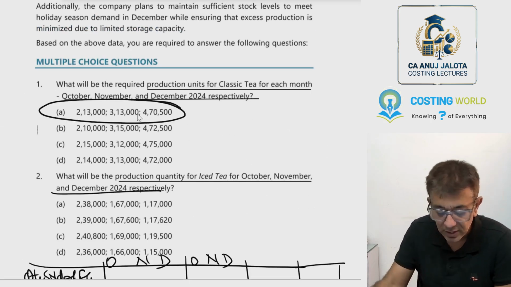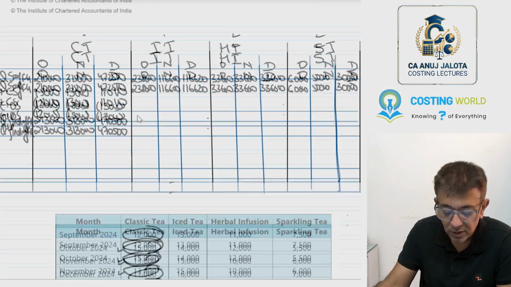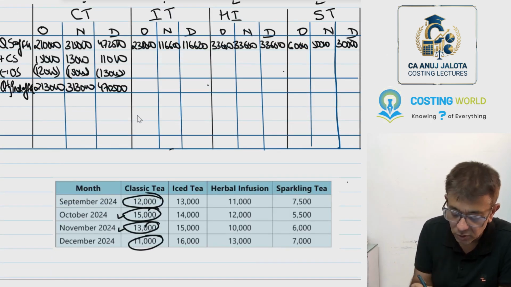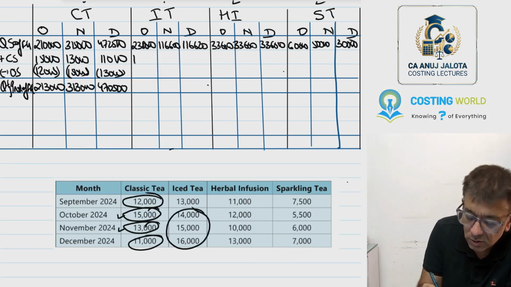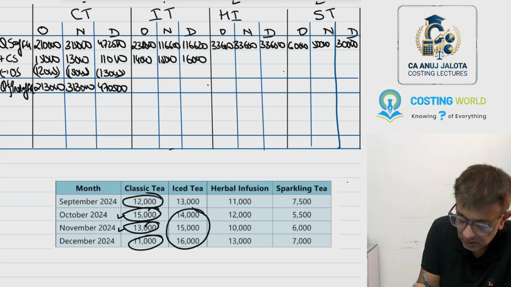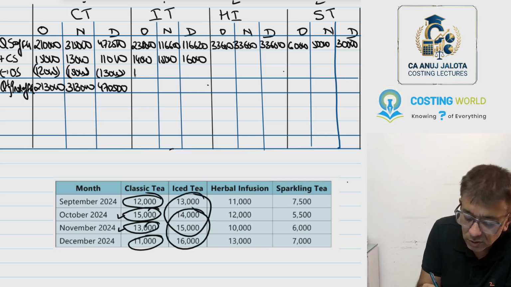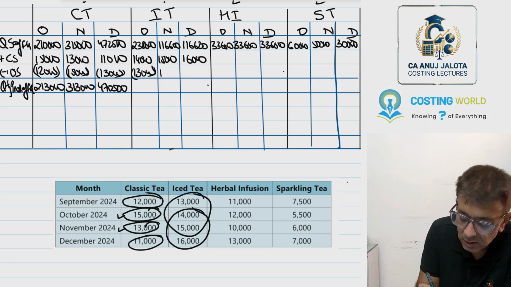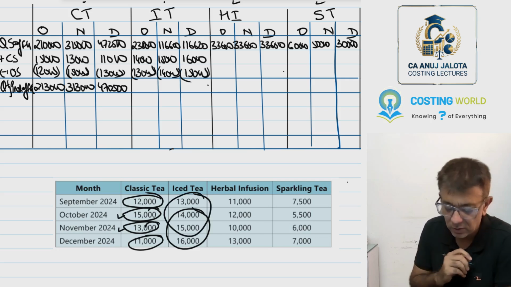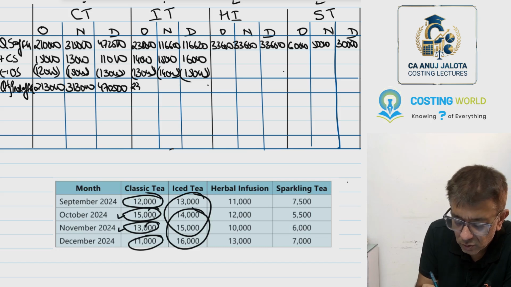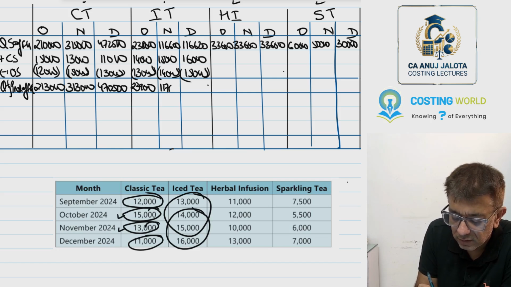Okay, chalo, first. Now I want for the second one. So therefore, add up your closing stocks. These are your closing stocks: 14,000, 15,000, 16,000. Less opening stocks: 13,000, 14,000, 15,000. Okay, so 2,39,000, 117,600.